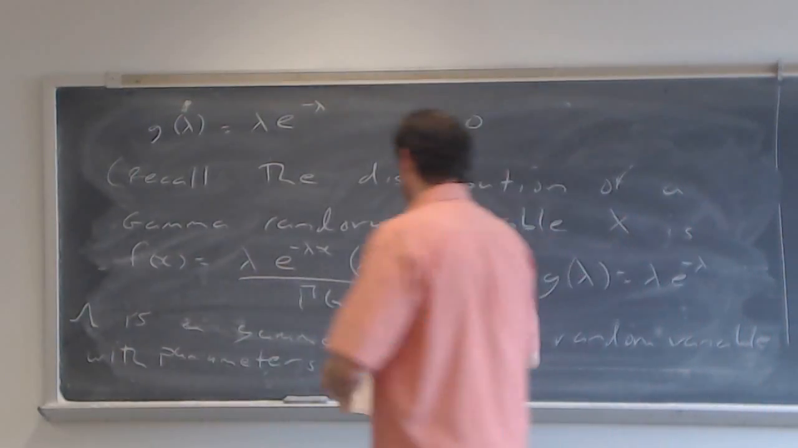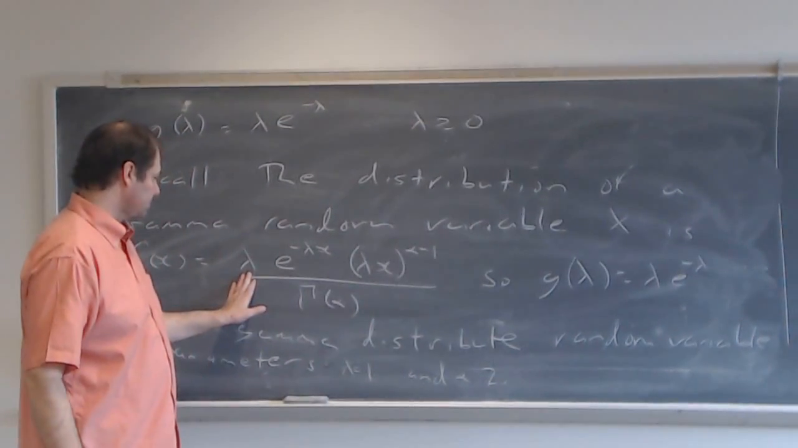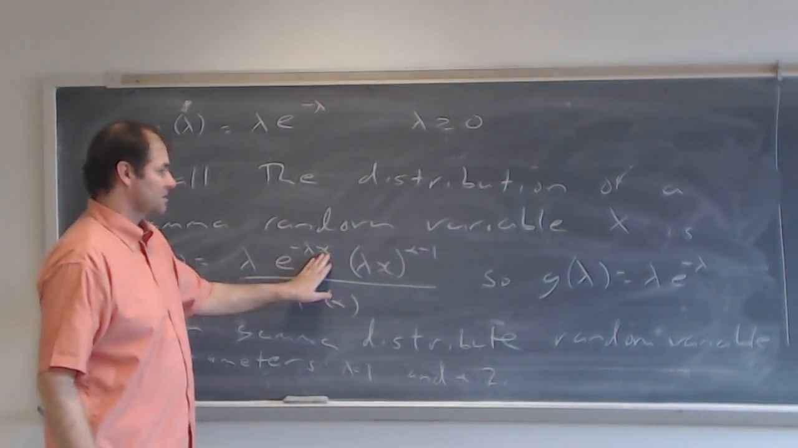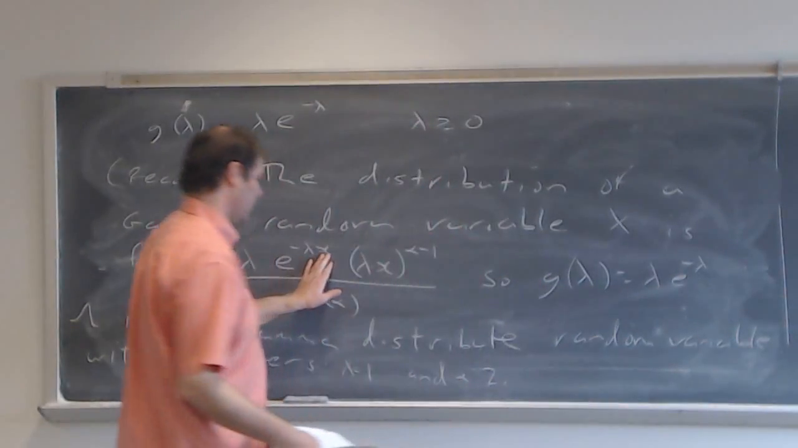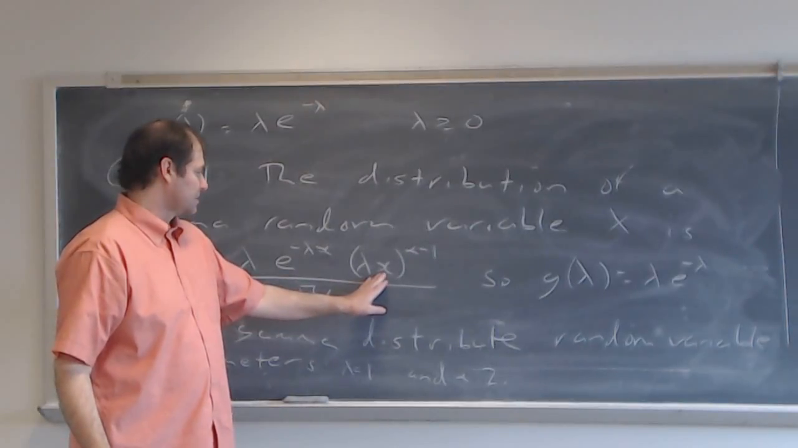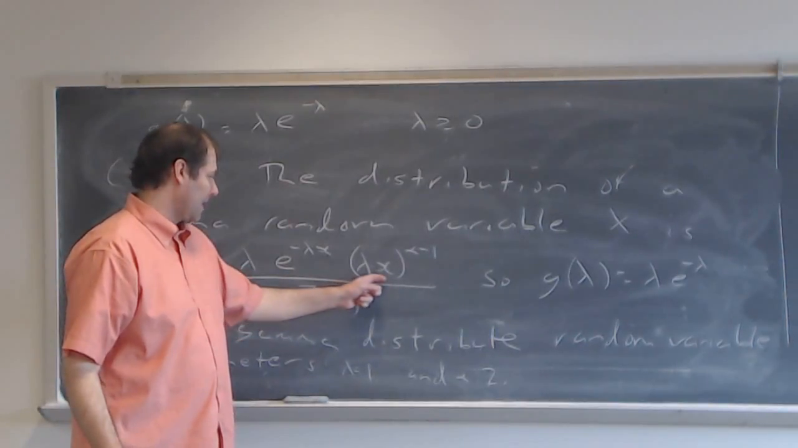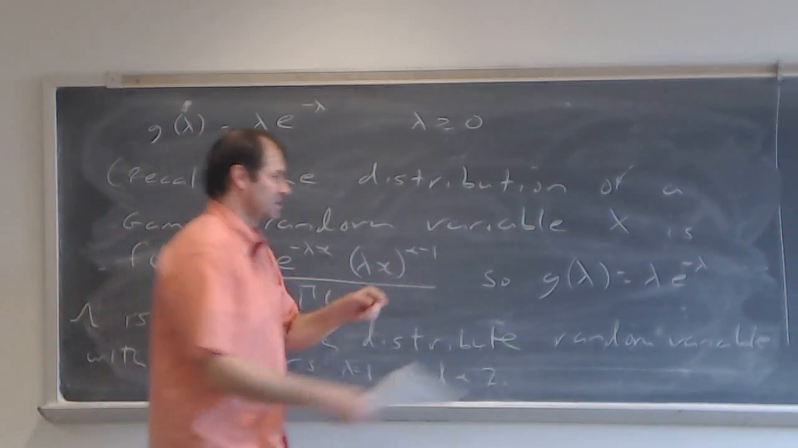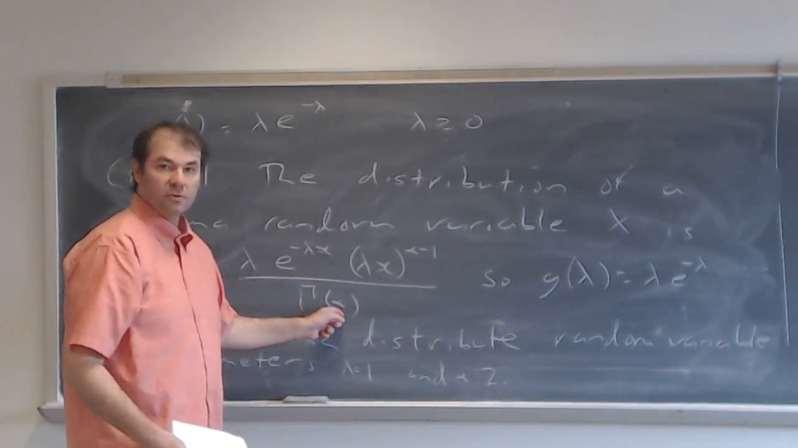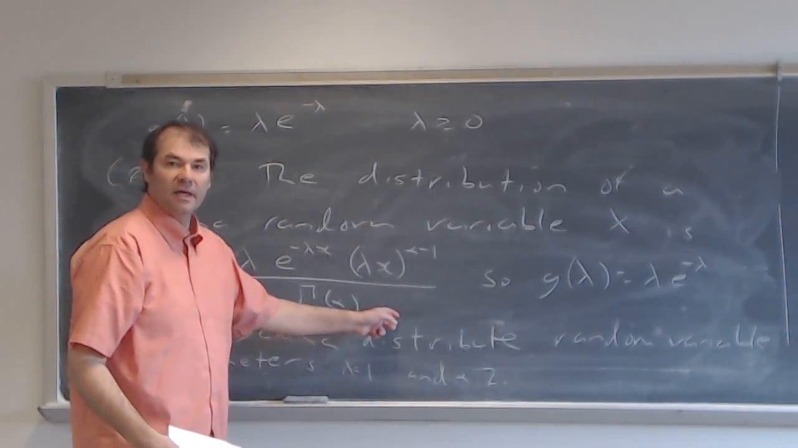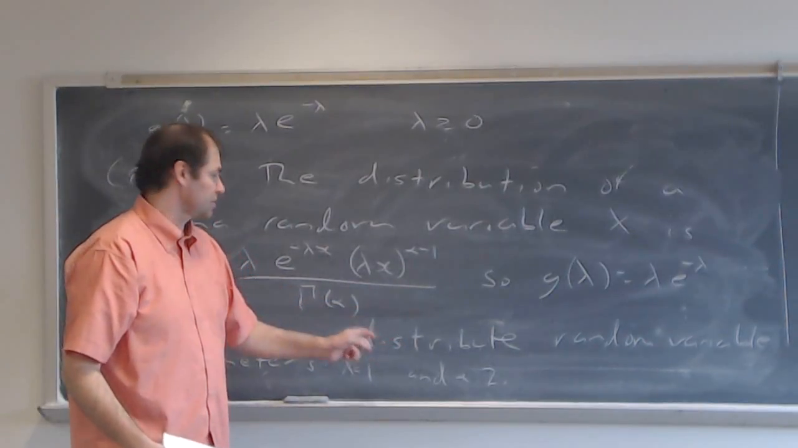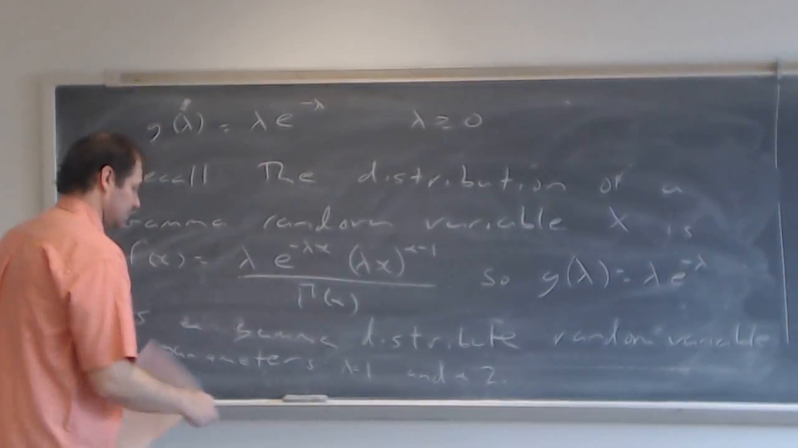So here, if you let this lambda be equal to 1, then this 1 is e to the minus x. So x is like this lambda over here. Then we have x, that's our lambda, raised to the 2 minus 1, that's just 1, and then gamma of 2. Remember, gamma of n is equal to n minus 1 factorial. So gamma of 2 is 1 factorial, which is just 1, so you divide by 1. That's how this matches.